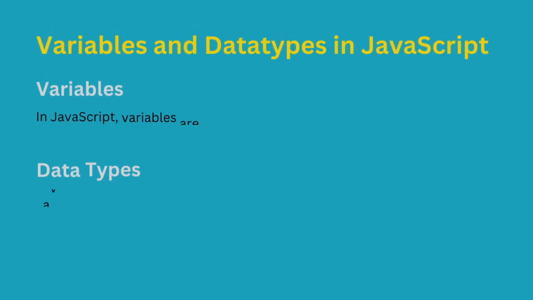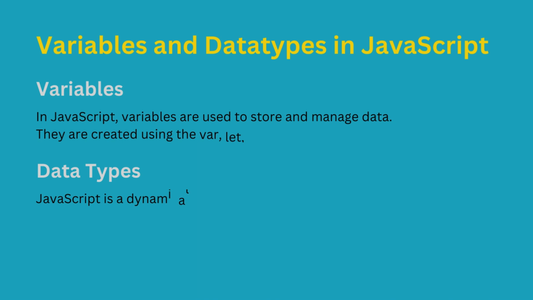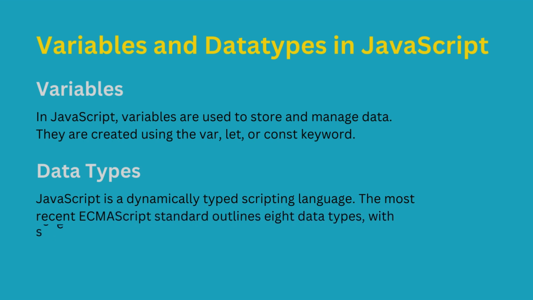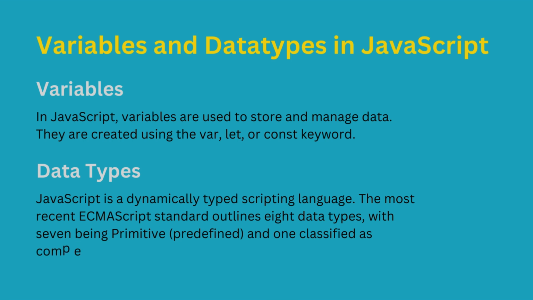What are variables? In JavaScript, variables are used to store and manage data. They are created using the var, let, or const keyword. Data types. JavaScript is a dynamically typed scripting language. The most recent ECMAScript standard outlines 8 data types, with 7 being primitive, predefined, and 1 classified as complex or non-primitive.